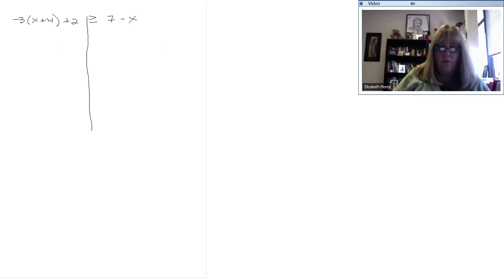All right. Let's jump a little bit farther. Let's have a bigger inequality. What if I had negative 3 times x plus 4, plus 2 is greater than or equal to 7 minus x? Same as if you were doing an equation. The first thing we do is simplify the left side. Negative 3 times x is negative 3x. Negative 3 times 4 is negative 12. And we have plus 2.